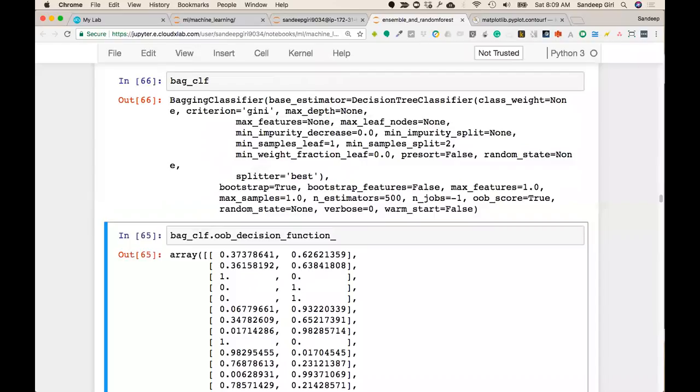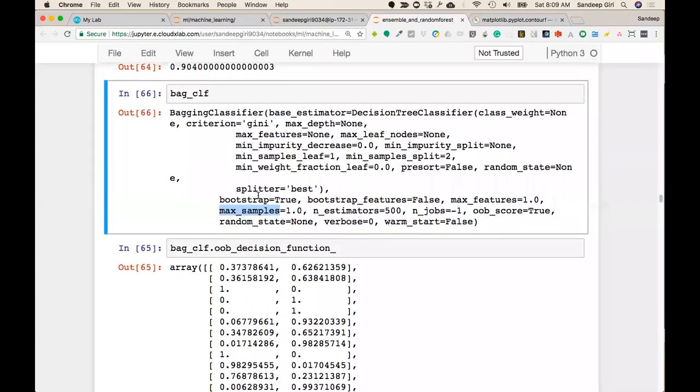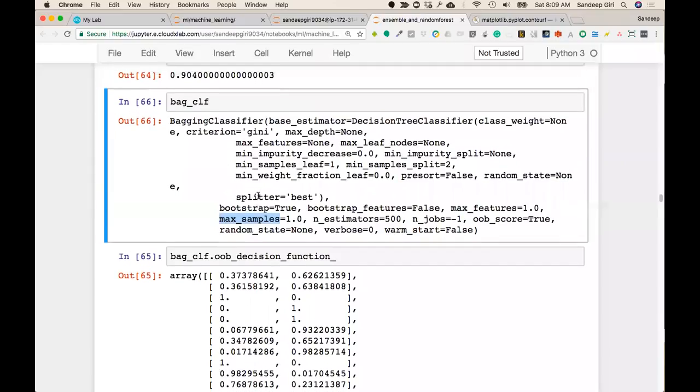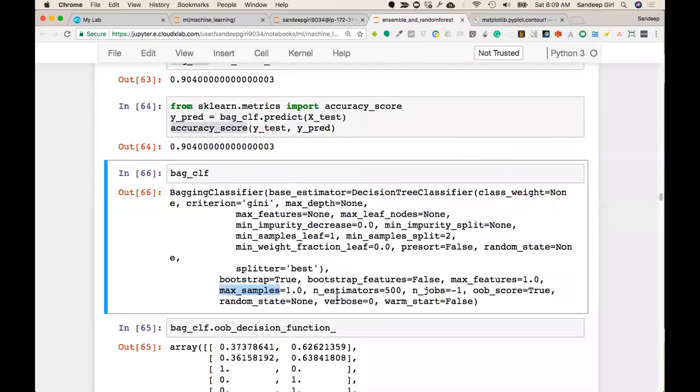Okay, a question from Noor is, we are not passing max samples here. That's right. So max samples is taken as 100%. So it's basically, this is very interesting, it's basically picking all of the samples, and still there are some left out.